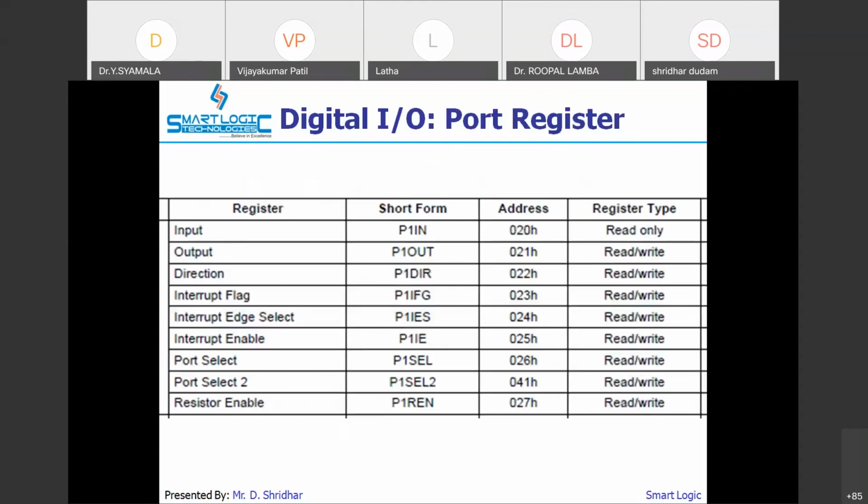So this gives the mapping. For understanding purposes, I have only given the port 1 SFRs. Similarly, the SFRs will be there for port 2, port 3, port 4, up to port 8. Now we have discussed only the direction register, output register and input register, but we have not discussed the interrupt.